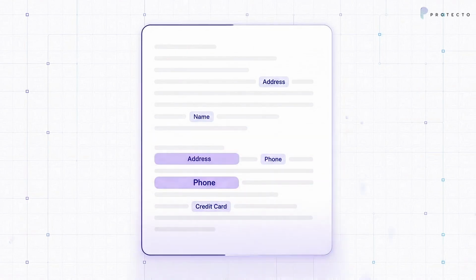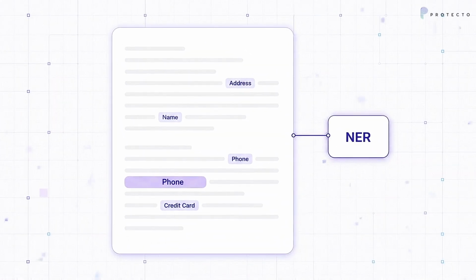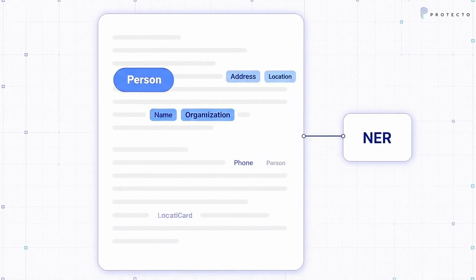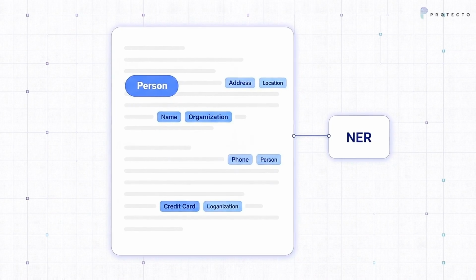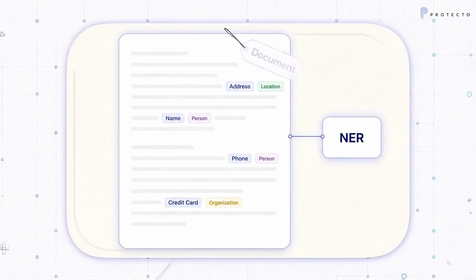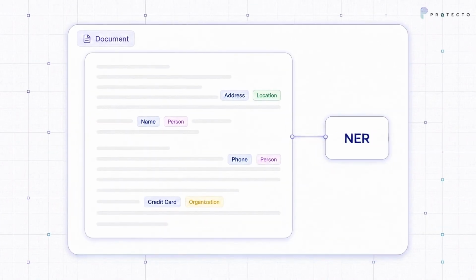That is why named entity recognition, or NER, became useful. Instead of inspecting columns, NER models read natural language and identify entities like people, organizations, and locations. It also identifies phone numbers, addresses, and account-like patterns. That helped with document protection.